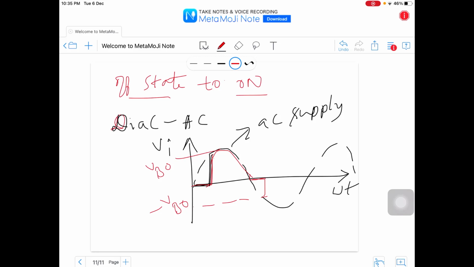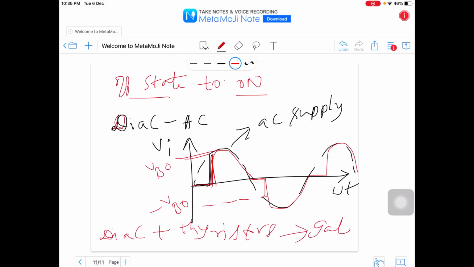The Diac will start conducting again like this. Only when the value goes beyond VB0 does the Diac conduct. Only when it exceeds the breakover voltage. Normally these Diacs are used in conjunction with other thyristors, because they generate the gate pulse, the gate triggering signals.